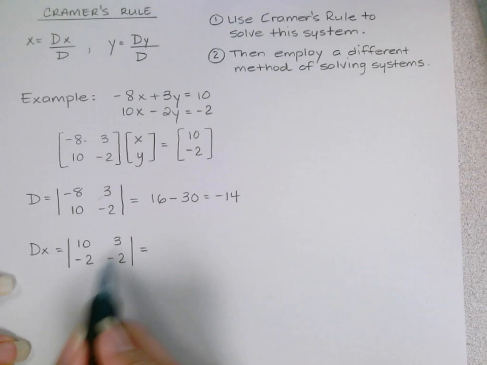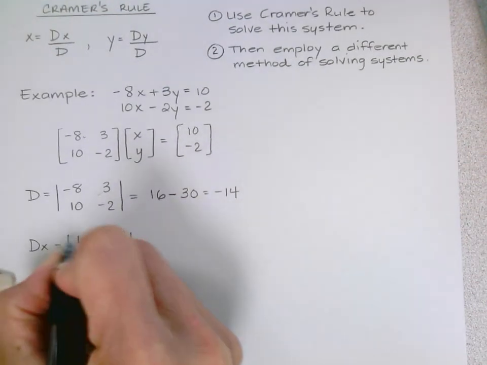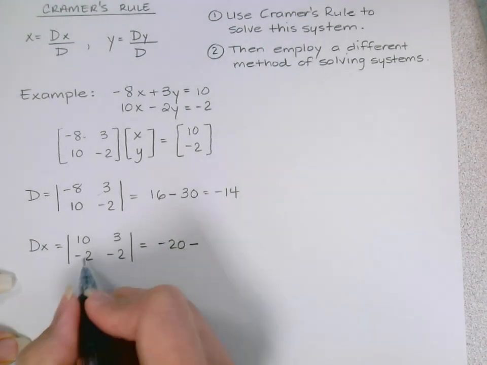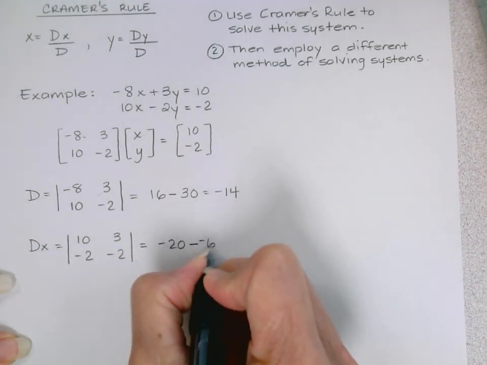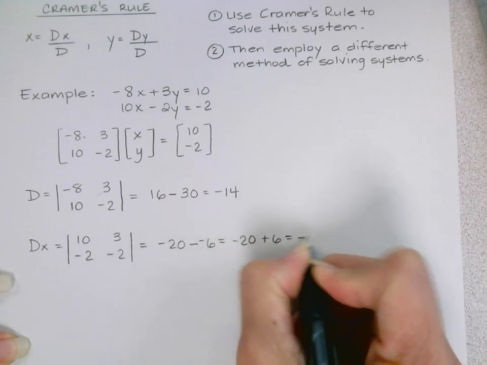We're going to go ahead and calculate the determinant again. 10 times negative 2 minus the 3 times negative 2. So negative 20 plus 6 is negative 14.